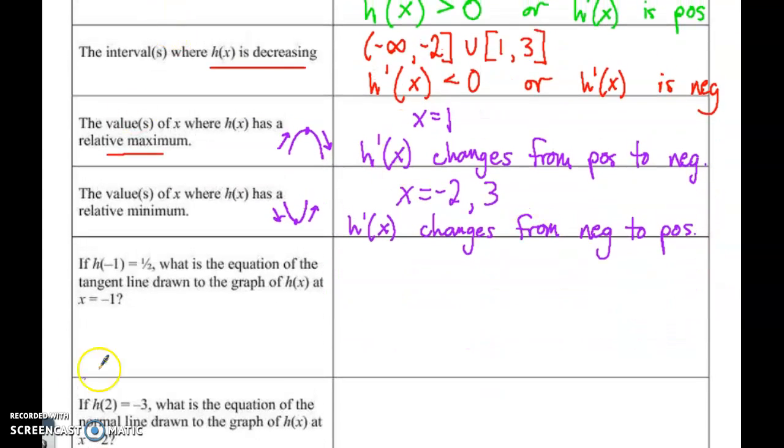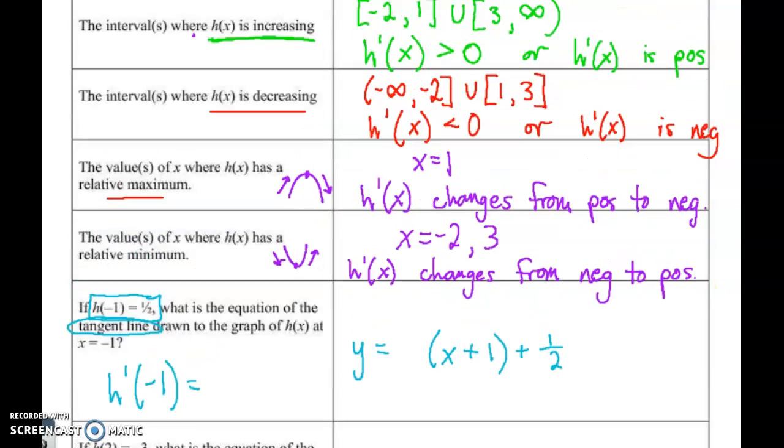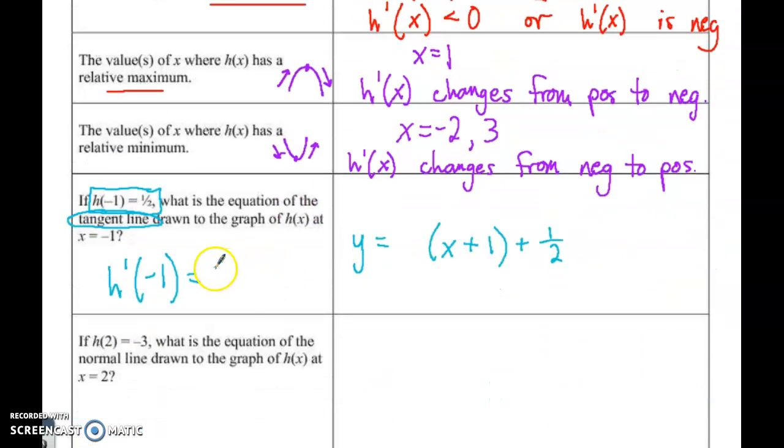A couple more problems, and then you're ready for the homework. So they have to give you a few clues. So like maybe it's worthwhile to write the equation, that it's x plus your x coordinate, because we're writing the equation of the tangent line. And then they tell you the y coordinate's 1/2, so just write plus 1/2. What you don't know is what's h prime of -1. Well, we can figure that out by looking at the graph. Matter of fact, it tells you when h prime is -1, we get a y value of 5. So that just told me that the slope of the tangent line is 5 right there.